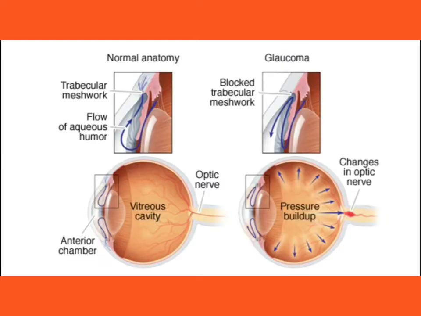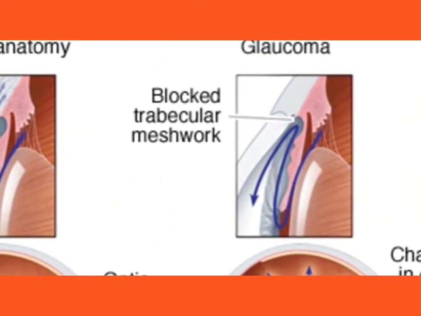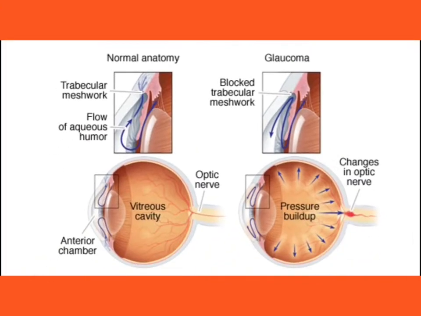So let's discuss. First of all, this is the normal anatomy that I was discussing, how aqueous humor is produced from the ciliary process and how it drains out from the trabecular meshwork. And if there is any block in the trabecular meshwork, then the aqueous humor is not able to drain out, so it gets accumulated in the anterior chamber.